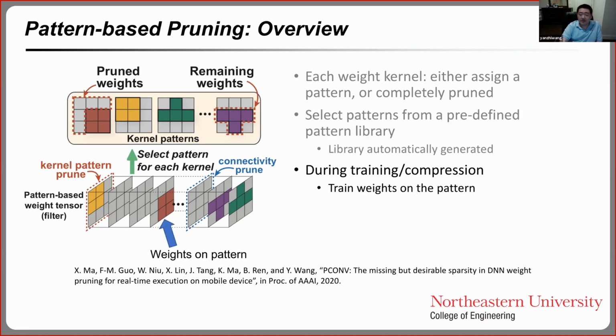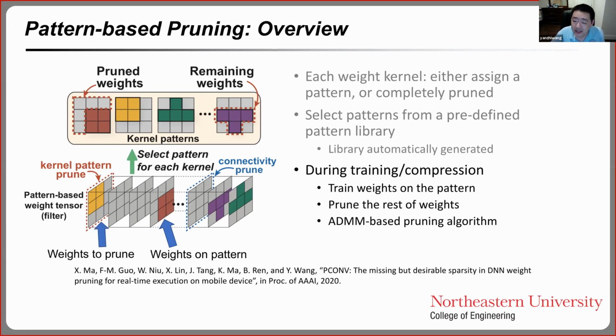In the training phase, during the training and the compression, we're going to select a pattern for each kernel. We're going to train the weights on the pattern. For example, these red weights need to be trained, and we need to prune the rest of the weights. Those green weights need to be eliminated. And this is achieved using our enhanced ADMM-based pruning algorithm. So this is our first type of fine-grained structured pruning.